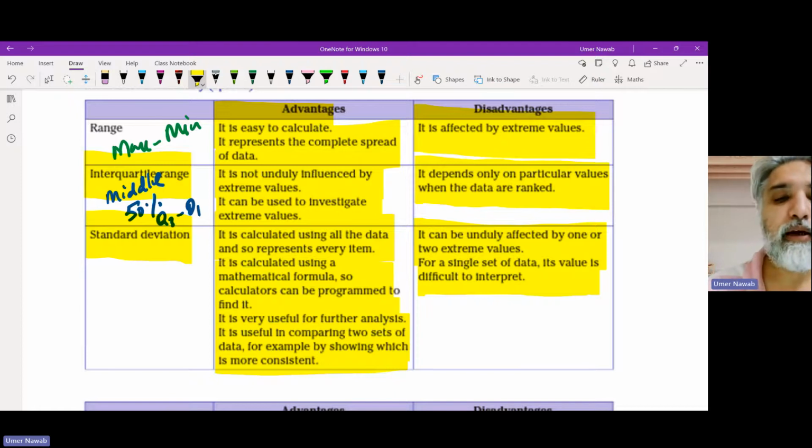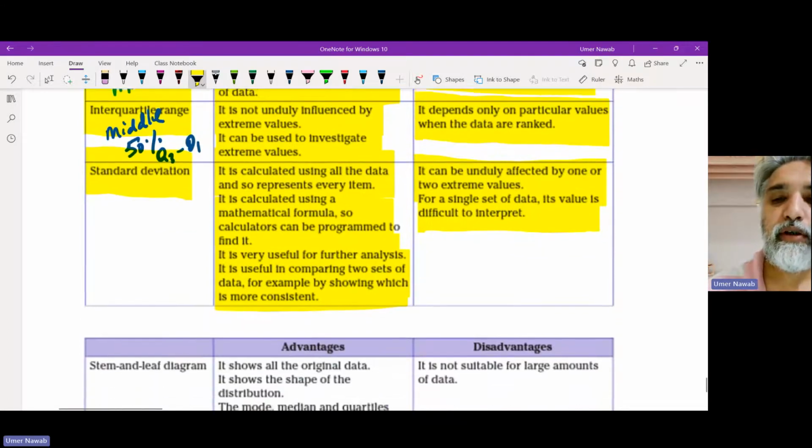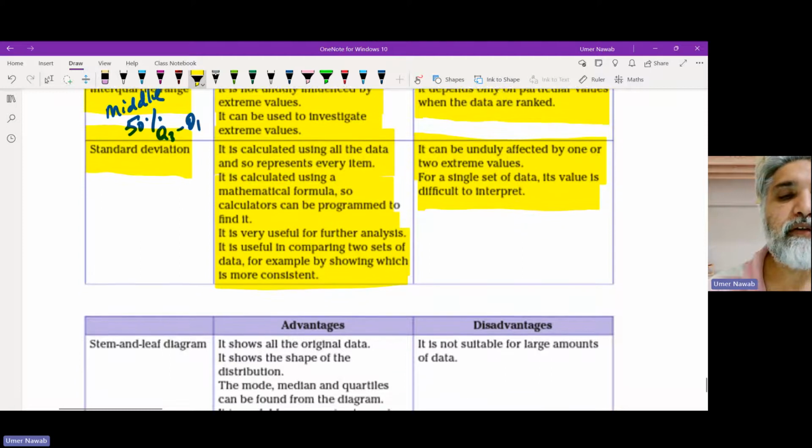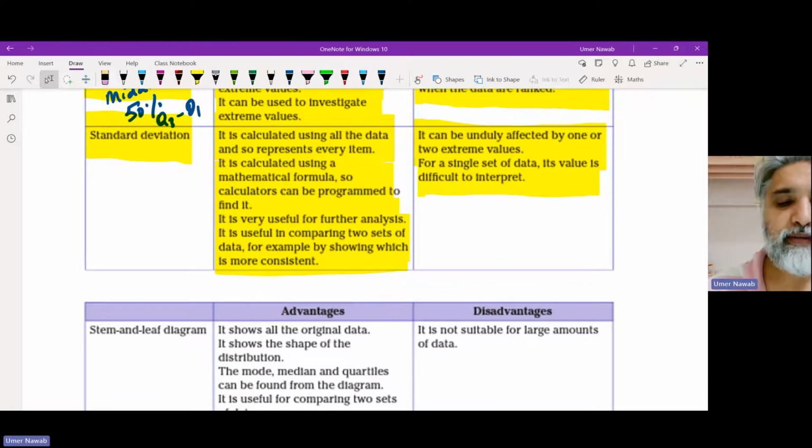In the interquartile range and range, you can easily see where the values are lying. However, standard deviation is not very easy to calculate. We have to rely on a formula which gives us the information about the spread of the data.